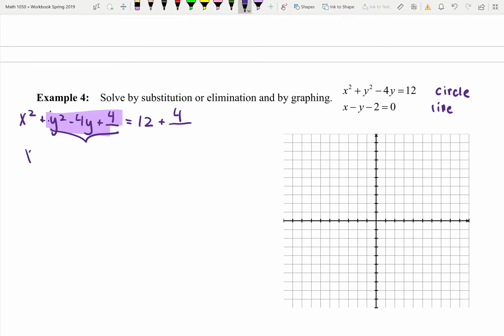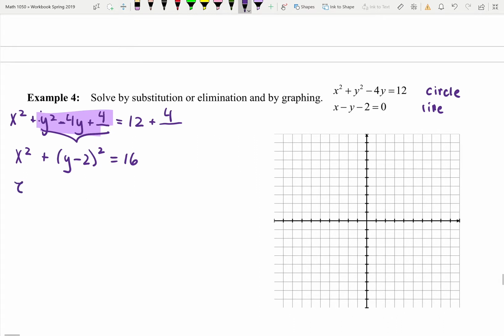So now I have x to the second plus the y to the second goes to a y. Do you see how this 4y is a negative? That's a negative right there. The square root of 4 is a 2, and the whole thing's squared. If I wrote y minus 2 times y minus 2 and FOILed it, I would get y to the second minus 4y plus 4. So those are the exact same thing. And then I have equals 16. Now I'm ready to graph my circle.